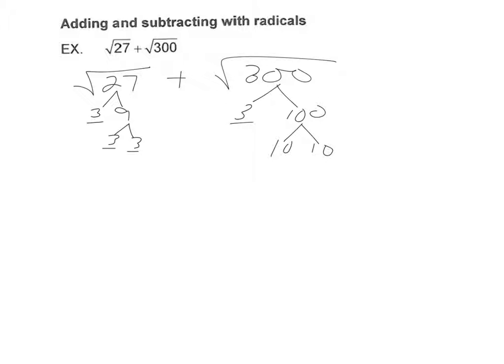Now I'm going to stop with those 10s because this is a square root. I only need 2 of the same number for that number to get to come out. So since I have 2 10s, I don't need to break those down any further. So they're friends. This 10 gets to come out. These guys are friends, so a 3 comes out. This 3 is by itself, so it has to stay home. And this 3 is by itself, so it has to stay home.